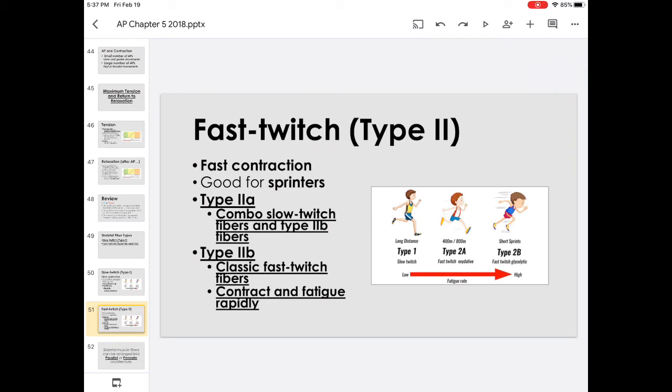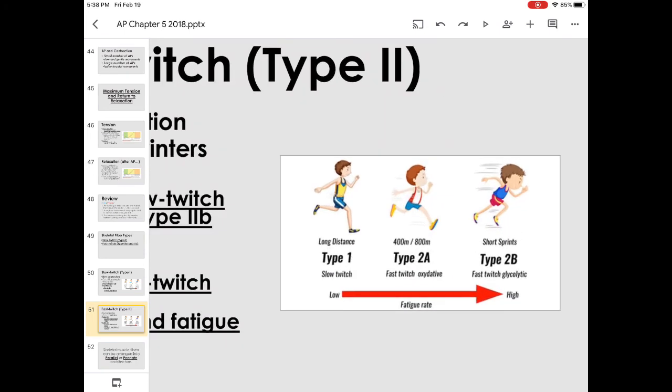So this is going to be somewhere between slow and fast twitch fibers. And then when you talk about type 2B, this is going to contract 1/7 the time required for the slow twitch to contract. So you are going to contract fast, but then you're also going to fatigue rapidly. Most skeletal muscles have motor units with both slow and fast twitch fibers, but it also depends on what type of muscle and what type of person you are, like if you're athletic, if you're used to the training, if you're not, and so on and so forth.